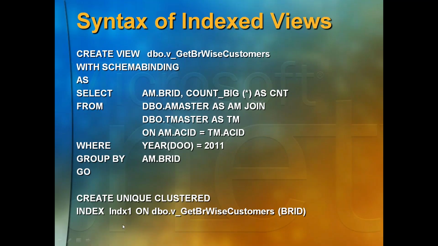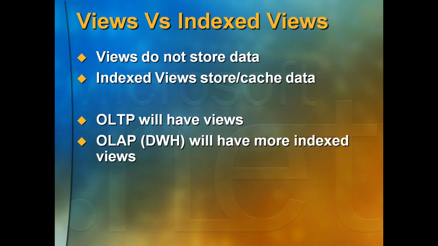So this is how technically you should be able to create an indexed view. Normal views do not store data. Normal views are slow when you have a large amount of data in the base table. So indexed views are very, very fast. Views do not store data. Indexed views store or cache data. OLTP will have normal views. OLAP will have more indexed views. But in OLTP also, if something is slow, you can create an indexed view, what is called a materialized view, so that you can get the data cached and it is very, very fast.